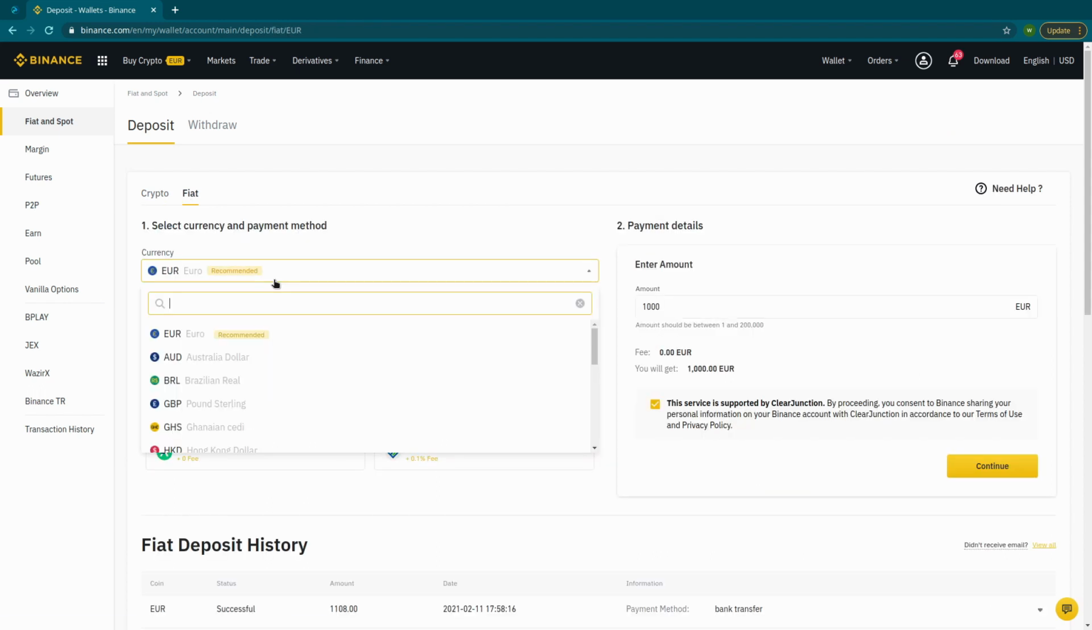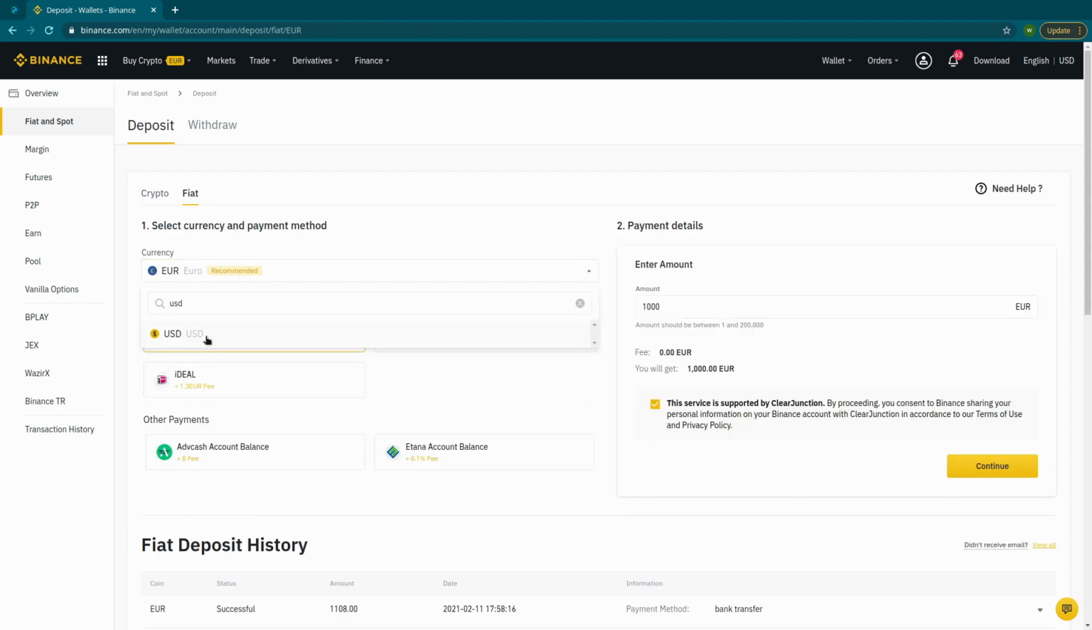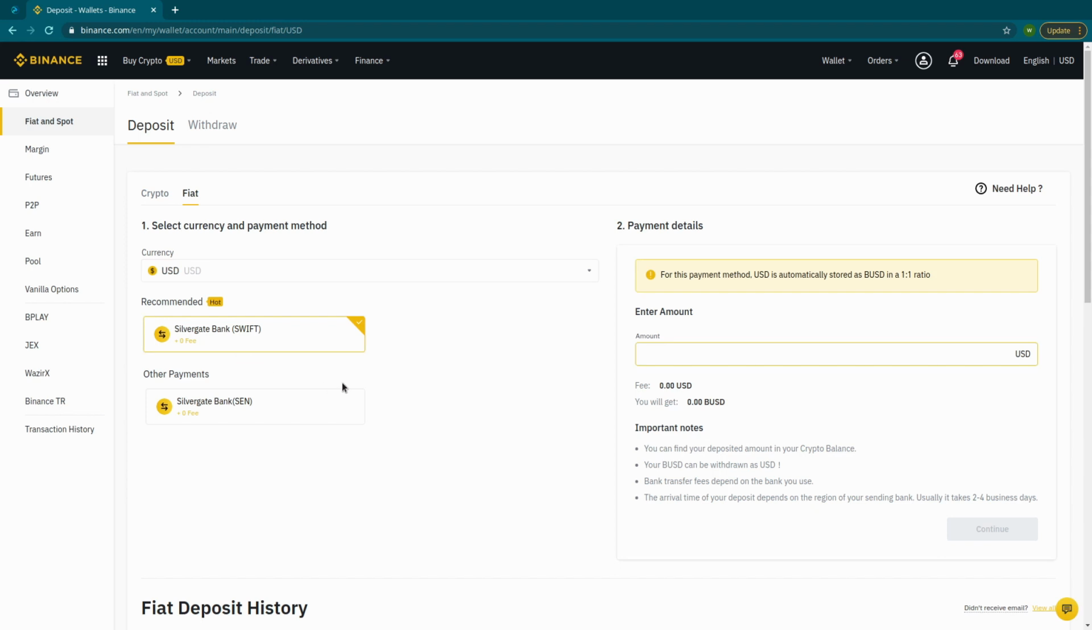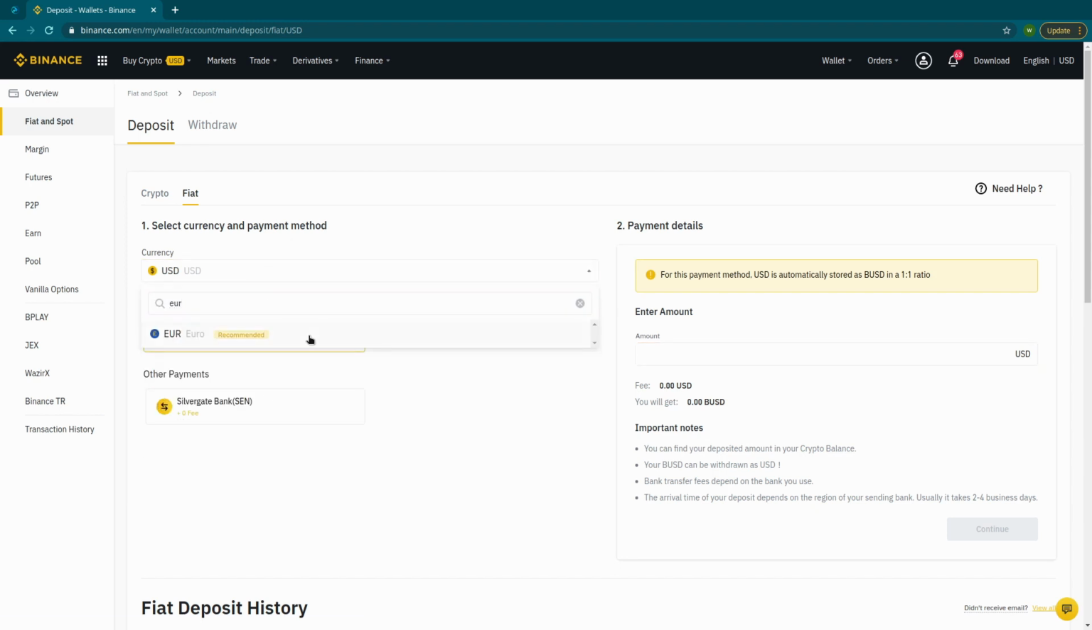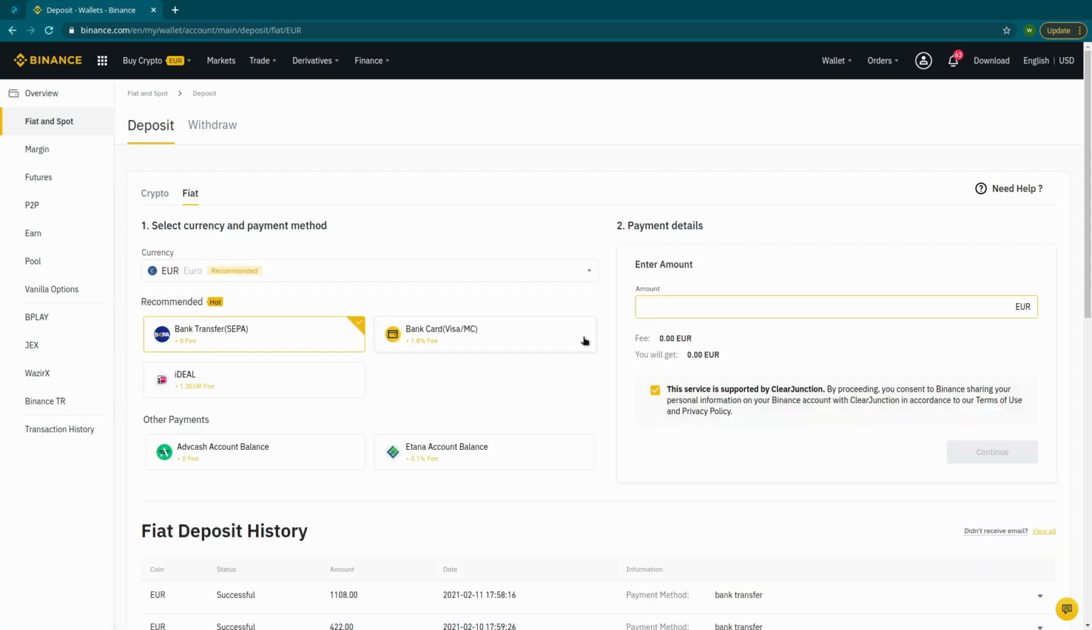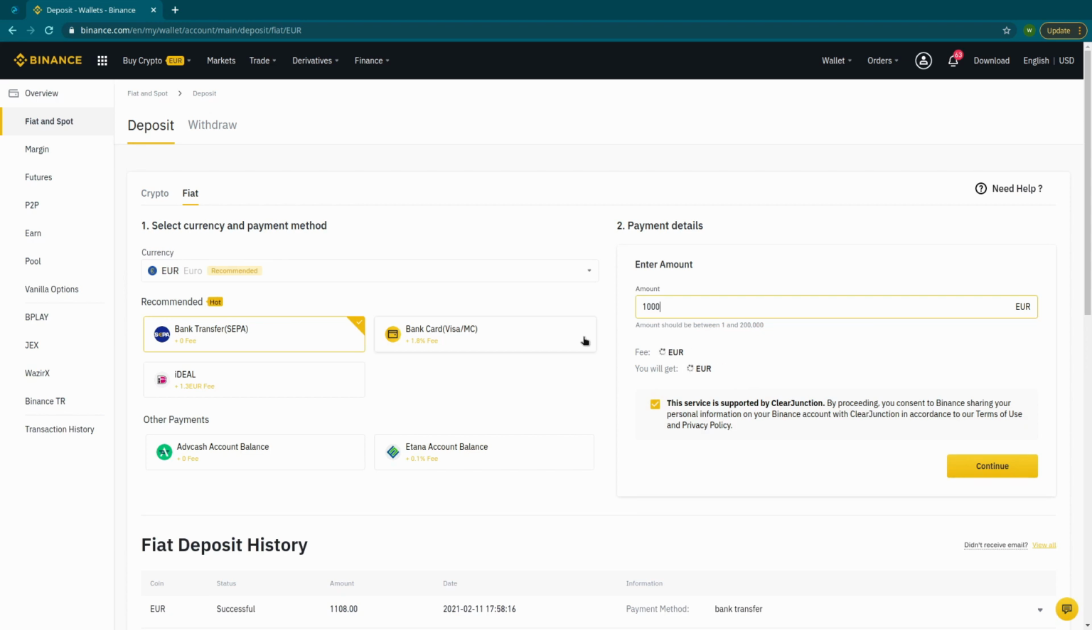There are many available methods for depositing cash, but keep in mind they will change based on the fiat currency selected. In case you don't know, fiat currencies are regular government-backed currencies like dollar or euro. It's also worth noticing that fees change depending on the method selected. For example, a SEPA transfer in euro has no fees at all.